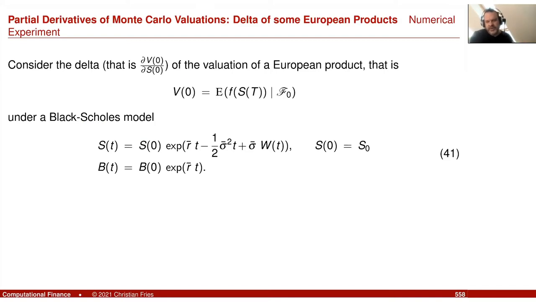So it was just a European financial product. A European product just means that it depends on S at a fixed time. And I have my function F of S of capital T. And S was given by a Black-Scholes model.